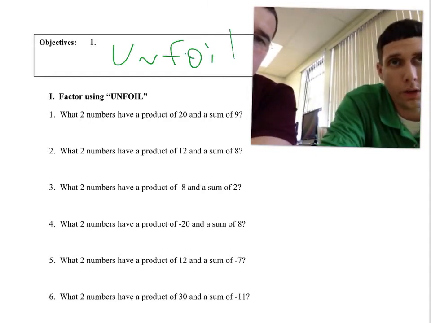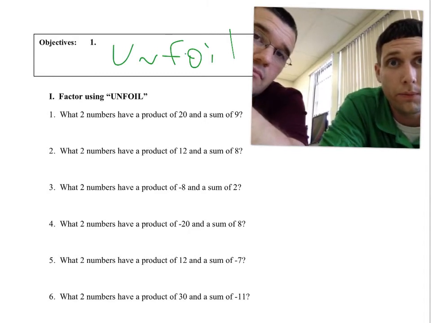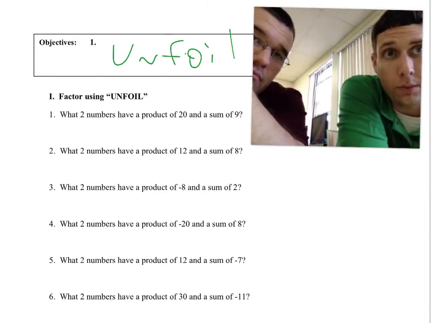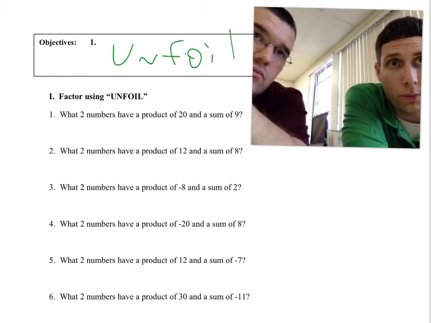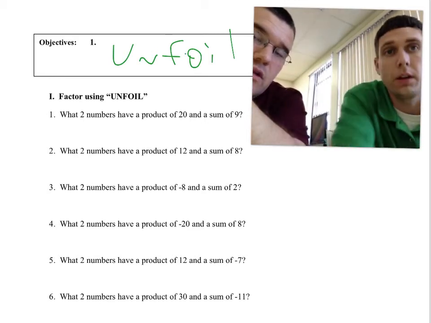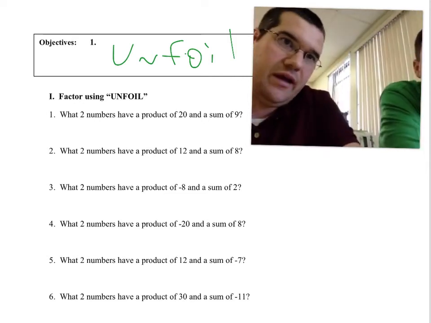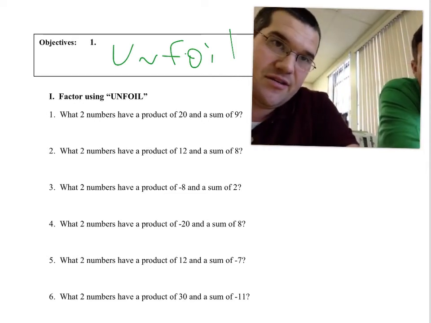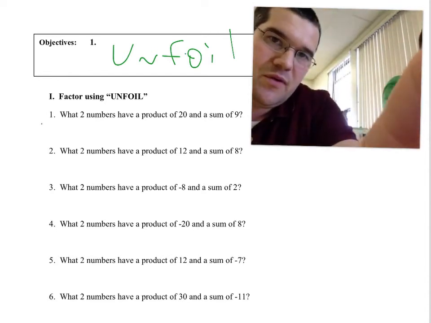Really we're going to work backwards from what we did in day one, when we were foiling two binomials and got a trinomial. Today we're going to give you a trinomial and factor it using this method we call unfoil. We're trying to teach you certain questions you'll have to ask yourself when you factor using unfoiling. So let's take a look at practice problem number 2.